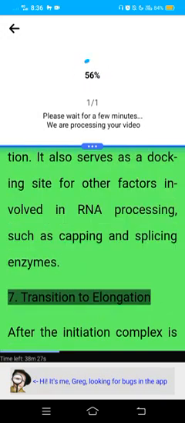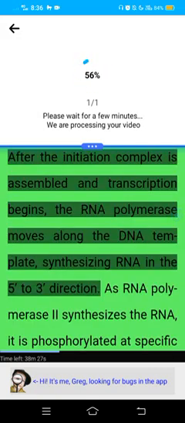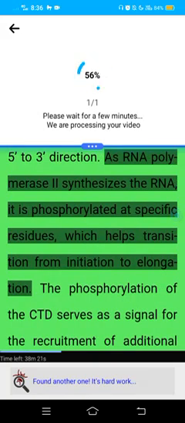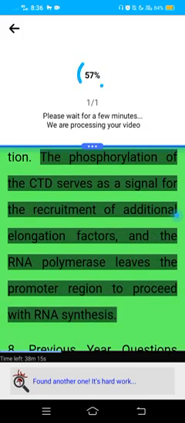7. Transition to elongation. After the initiation complex is assembled and transcription begins, the RNA polymerase moves along the DNA template, synthesizing RNA in the 5' to 3' direction. As RNA polymerase II synthesizes the RNA, it is phosphorylated at specific residues, which helps transition from initiation to elongation. The phosphorylation of the CTD serves as a signal for the recruitment of additional elongation factors, and the RNA polymerase leaves the promoter region to proceed with RNA synthesis.